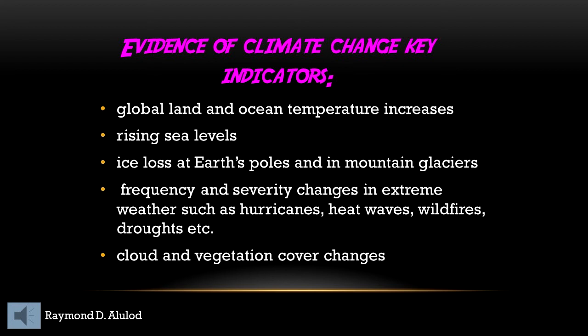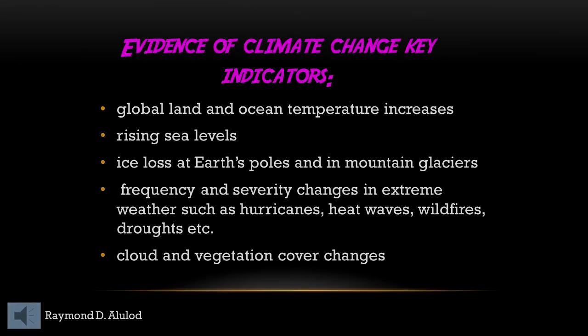Frequency and severity changes in extreme weather such as hurricanes, heat waves, wildfires, and drought. Dahil sa climate change ay lalong nagiging marahas o mapinsala ang mga kalamidad na ating nararanasan. Cloud and vegetation cover changes. Dahil sobrang init ay naapektuhan din ang panahon sa maraming lugar. Kagaya ng mga rainforest, lalong kumakapal yung mga vegetation na nakakatakip.